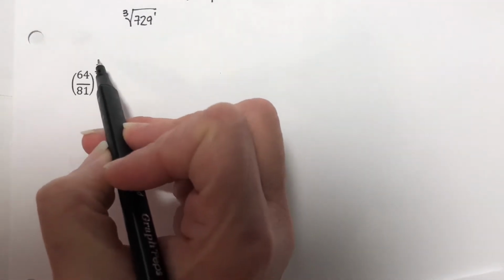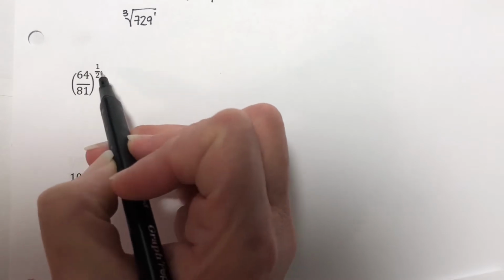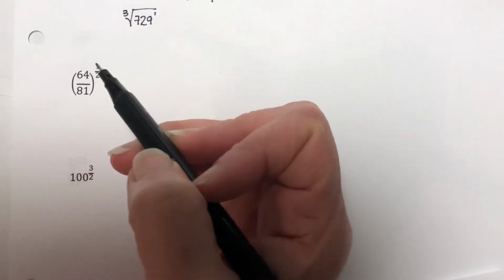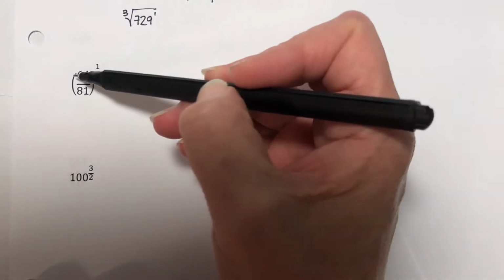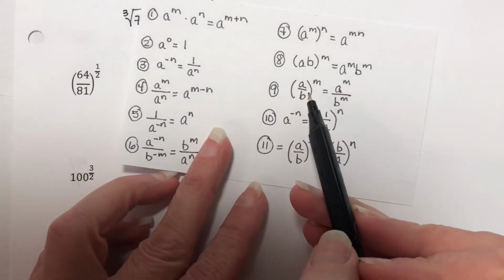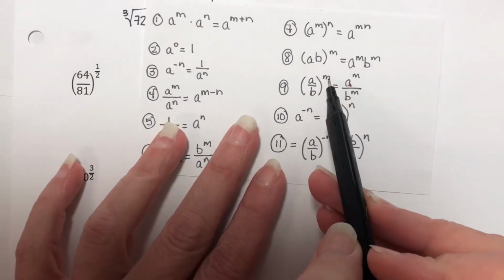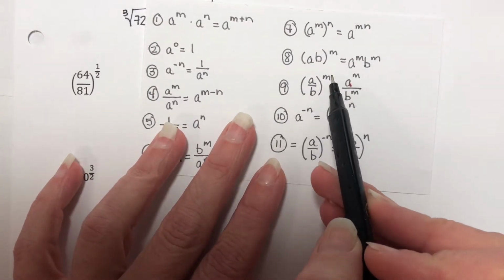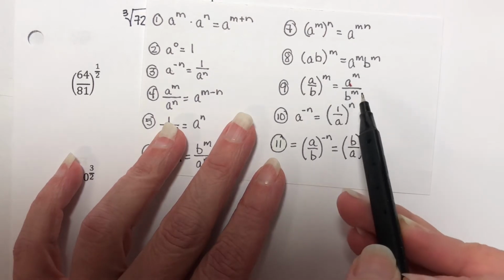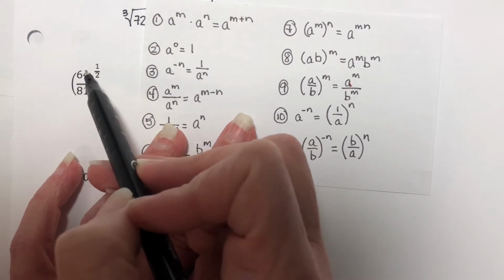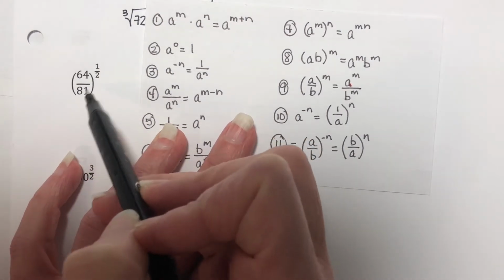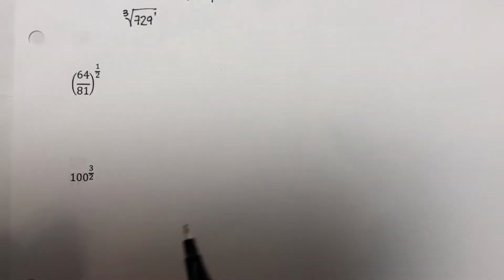Okay, so look right here. I have 64 over 81 raised to the 1/2 power. Now, we're going to have a property that says you can take the root of the top over the root of the bottom. But it also follows from right here, property number 9. This says if you have a fraction raised to an exponent, you can put the exponent on the top and on the bottom. Since this is a root, this would say I could take the root of the top over the root of the bottom. So that's where that property is going to come from.